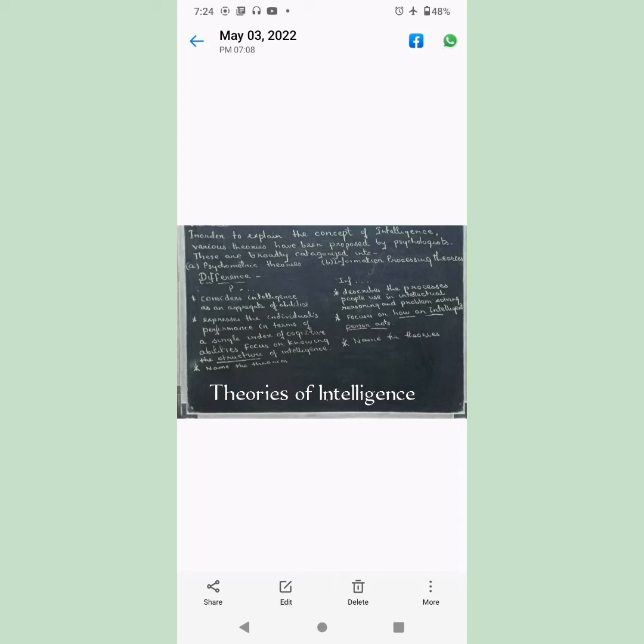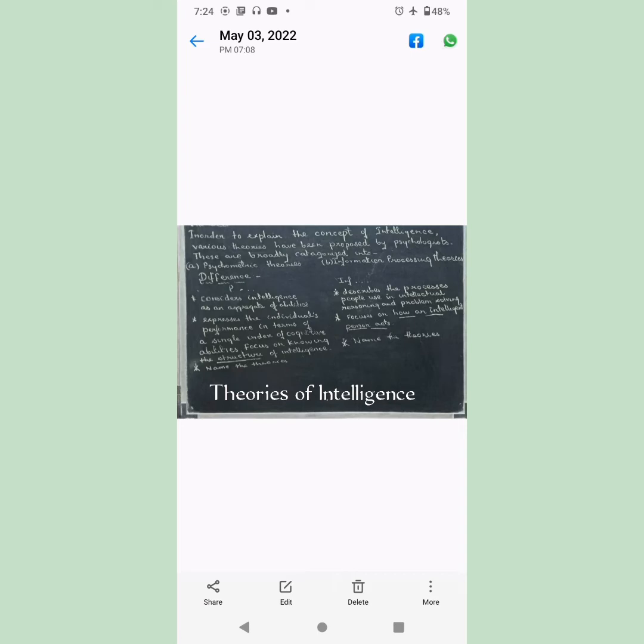Now let's start today's topic, that is theories of intelligence. See, whenever we have to explain any concept, we have to have a theory behind it. The same has been done by various psychologists in relation to intelligence. In order to explain the concept of intelligence, various theories have been proposed by different psychologists.